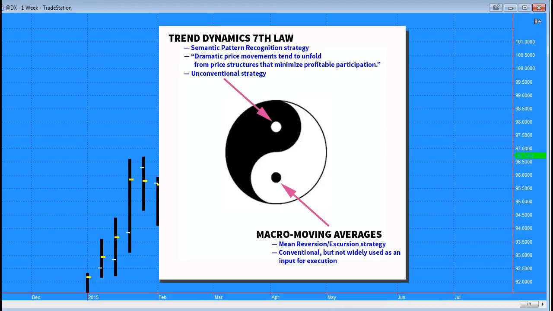We now pair the seventh law with a more conventional component, one where we use a macro time frame moving average for context.